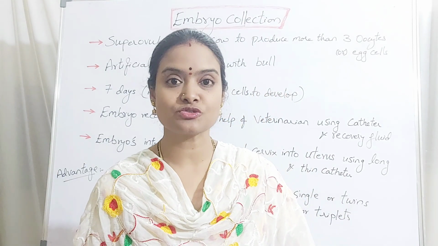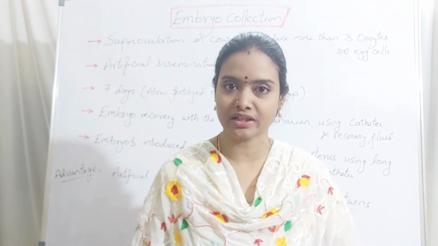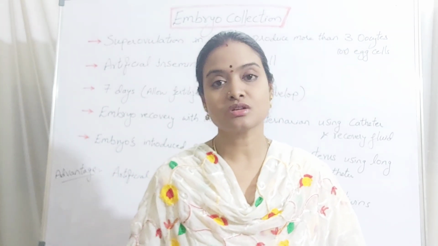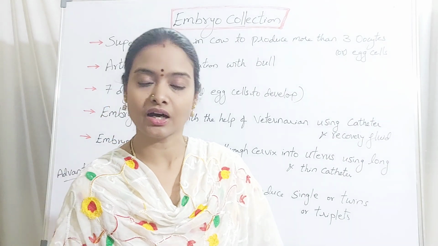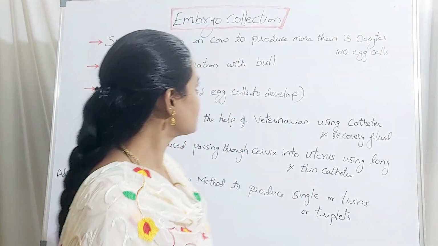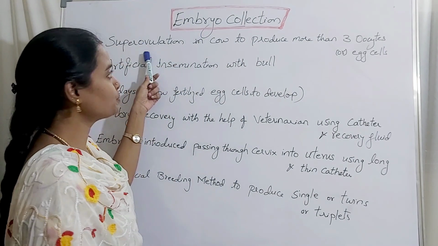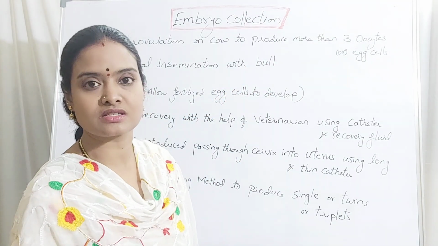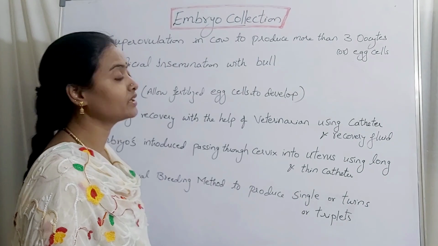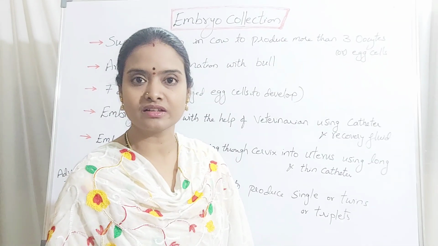In today's class we are going to discuss embryo collection and transfer. So how are we going to collect the embryo from the female animal after fertilization? Here you can see the superovulation of the cow to produce more than 3 oocytes. Superovulation we have already discussed in detail in the last class.